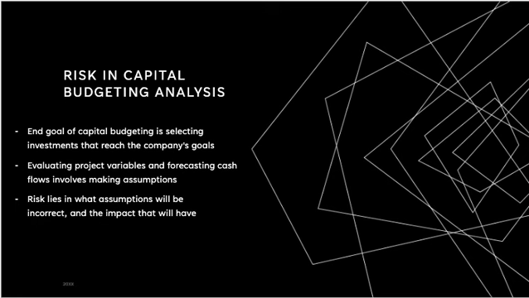So for risk and capital budgeting, as seen earlier, capital budgeting analysis involves evaluating and selecting projects a company should invest in to reach their goals. Usually this is with the ultimate goal of increasing shareholder wealth. Risk is involved in the process because evaluating project variables and creating forecasts means making assumptions about the future. These assumptions are only best guesses and it's very unlikely that they will be completely correct. The likelihood of being wrong about the value and the impact that incorrect assumption has on the outcome makes up the risk of that investment.